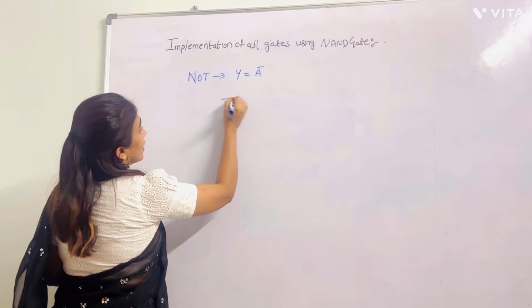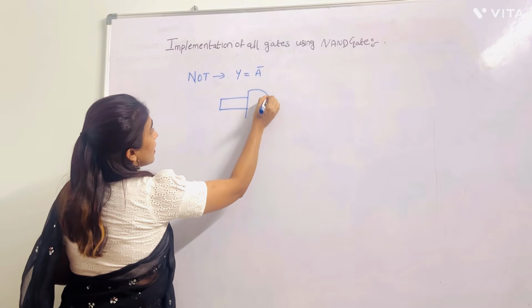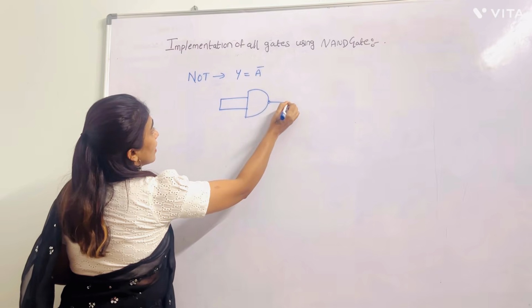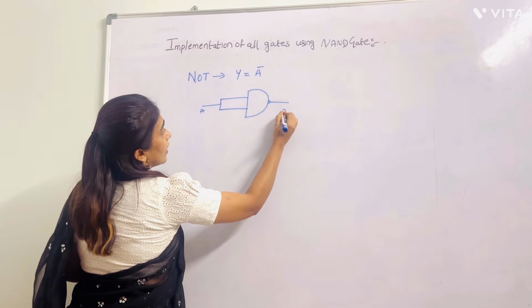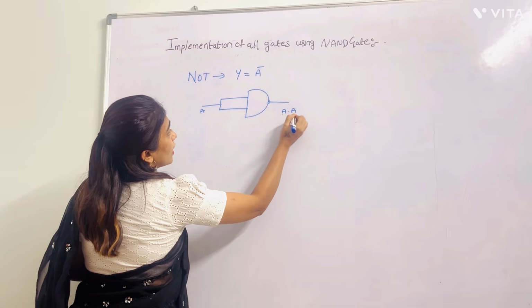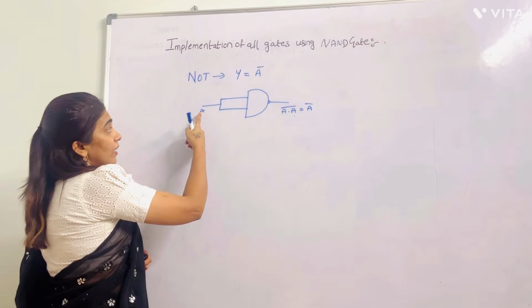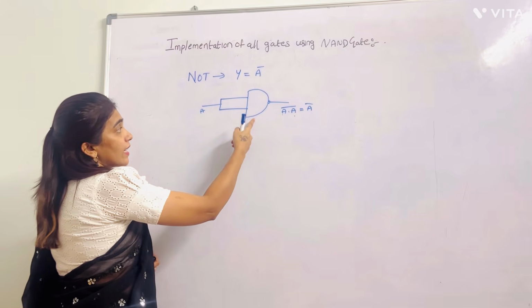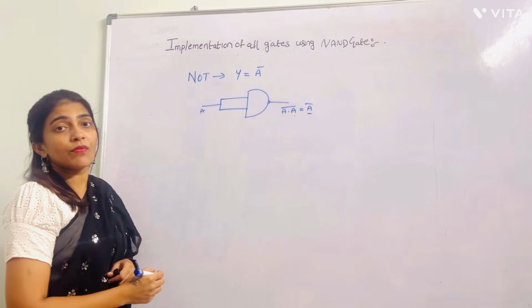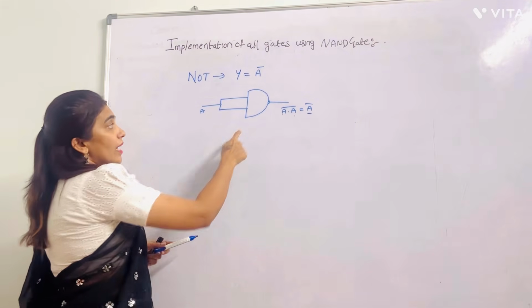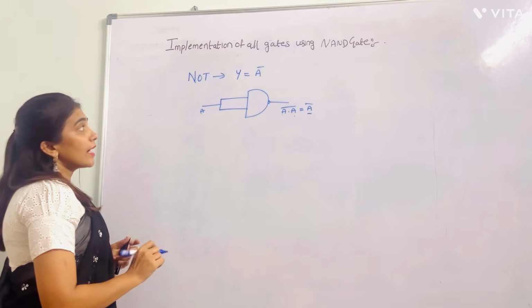So how to make NOT gate by using NAND gate? Simply we are giving a twice, so it acts as a into a whole bar, that is equal to a bar. A is given twice to NAND gate, then it acts as an inverter. So instead of NOT gate, in the circuit diagram, we use this symbol only. Okay.